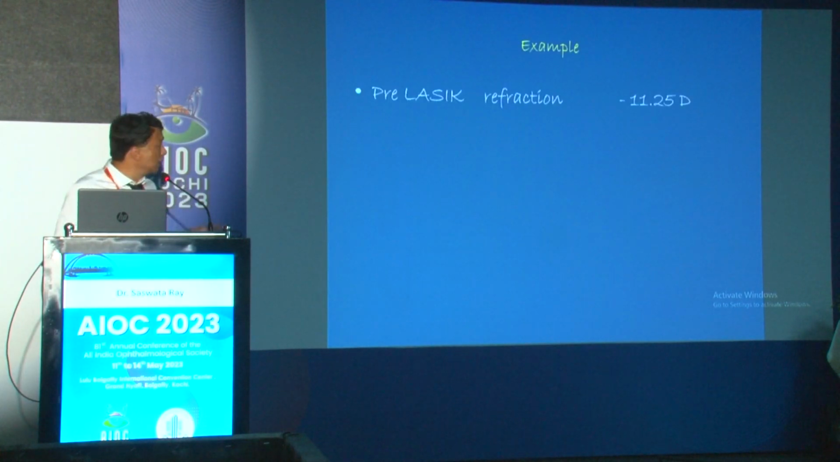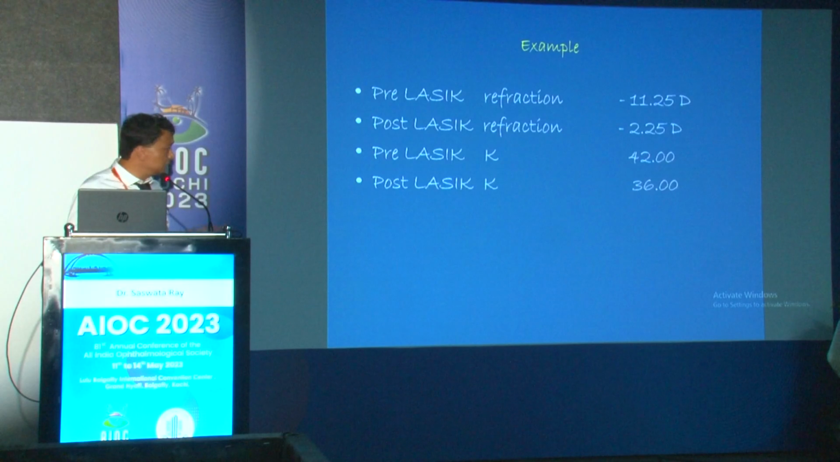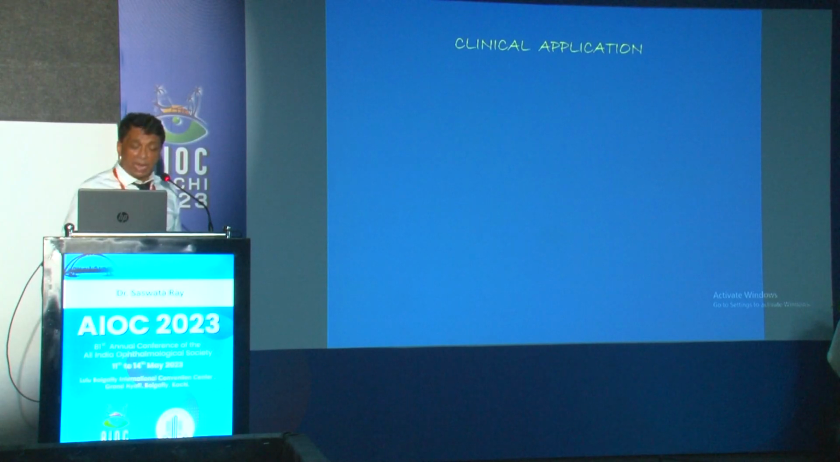Let me give an example. A pre-LASIK refraction of -11, a post-LASIK of -2.2. Many of us deal with this kind of refraction. Pre-LASIK keratometry is 42, but post is 36. And axial length of 28, AC depth of 3.5. And see how we apply this.